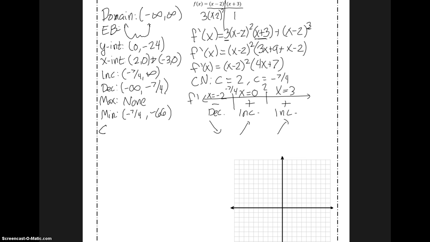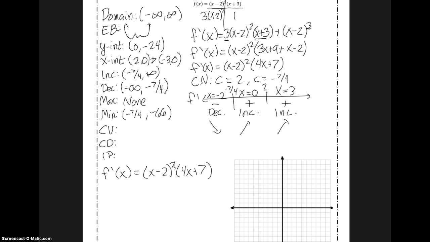The other things I need to know before I sketch are where my function is concave up, concave down, and do I have any inflection points? So to figure that out, I need to use my second derivative. So let me rewrite the first derivative. F prime equals (x minus 2) squared times (4x plus 7).